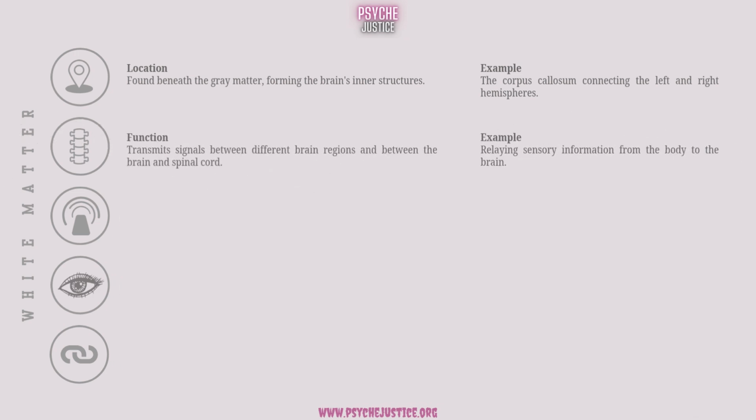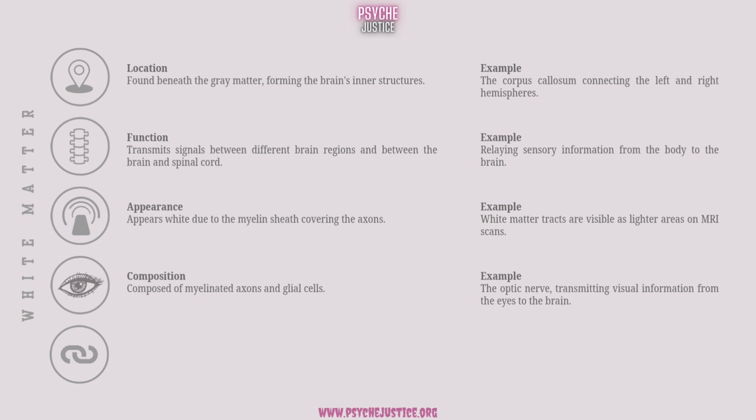White matter transmits signals between different brain regions and between the brain and spinal cord. For example, relaying sensory information from the body to the brain. White matter appears white due to the myelin sheath covering the axons. For example, white matter tracts are visible as lighter areas on MRI scans.